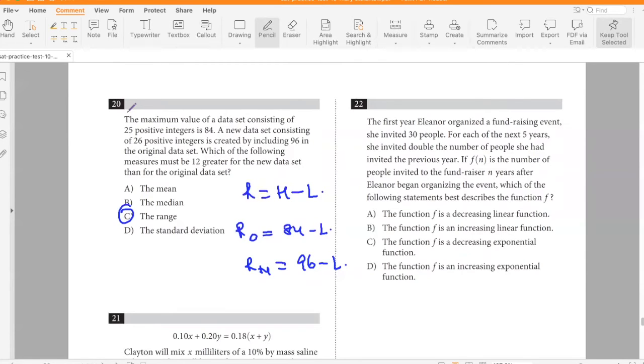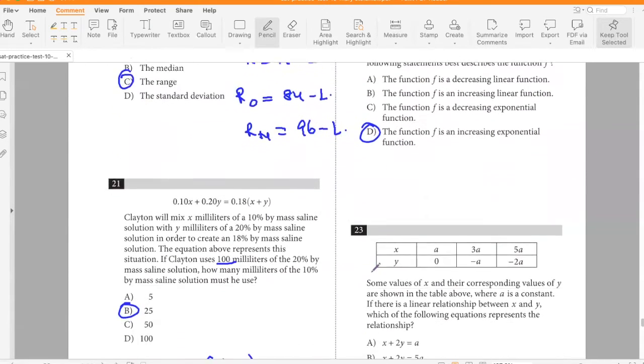So it's increasing, right? It's increasing exponentially because it's doubling every year. So 30, 60, 120, 240, and so on. So this is an increasing exponential function.